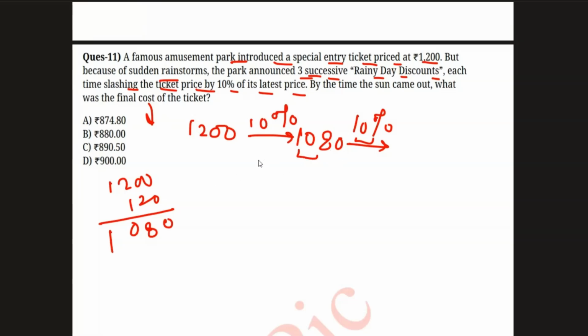You can see that, and 108. So you have to decrement 1080 minus 108. So it will be 10 minus 8 is 2, 7, and here it is 972. So it is coming out to be 972.